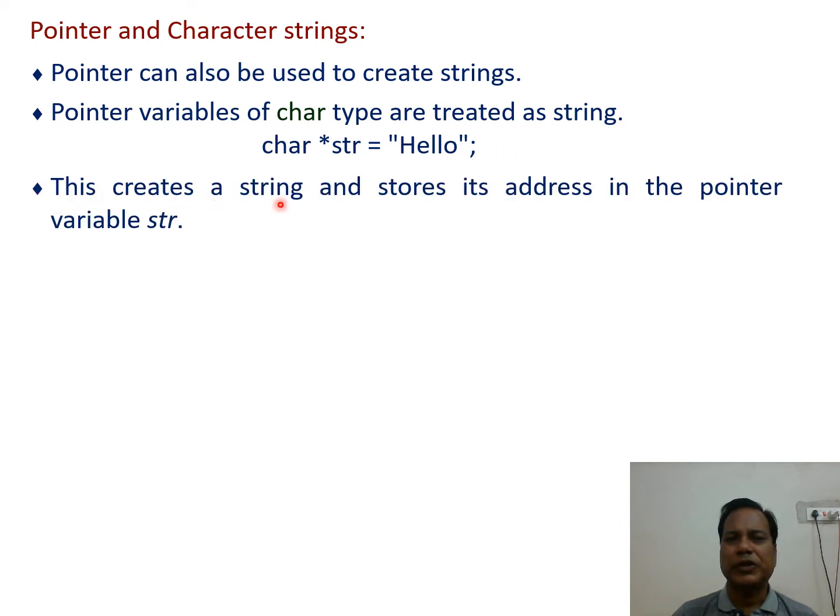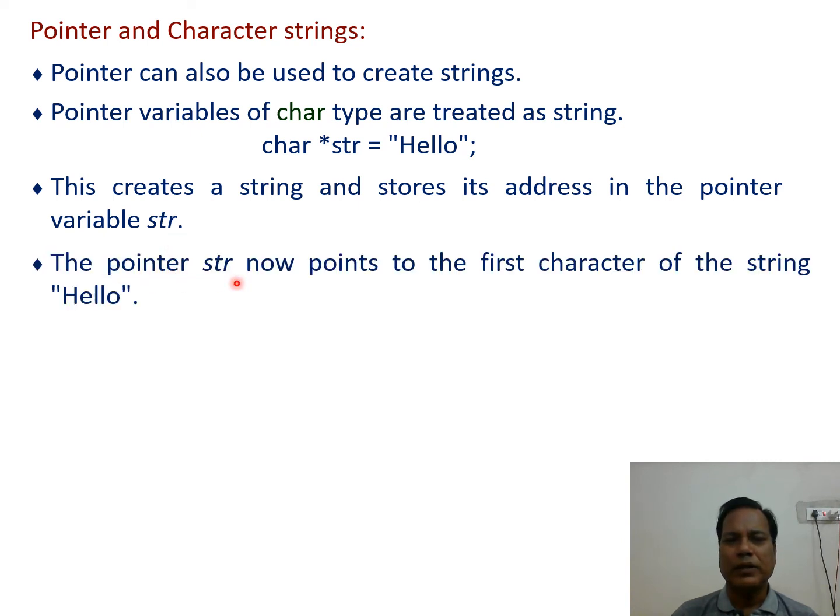This creates a string and stores its address in the pointer variable str. The pointer str now points to the first character of the string hello. So here we have 1, 2, 3, 4, 5, 6. The pointer variable str now points to the first character of this string. That is, it stores the address where h is stored.